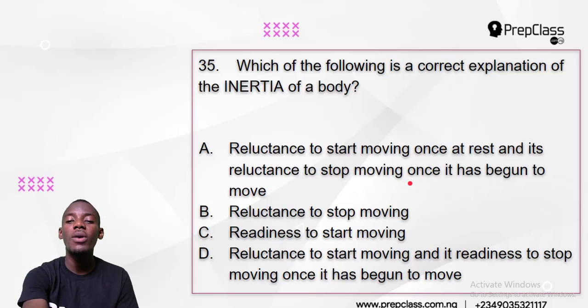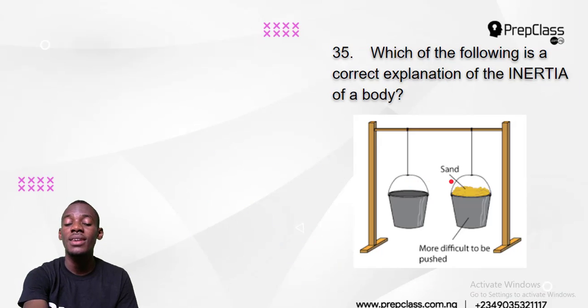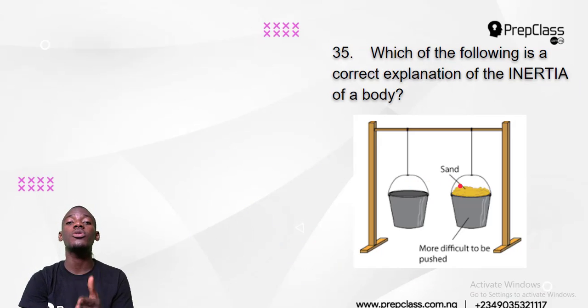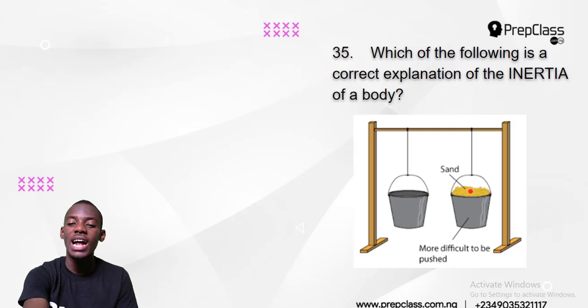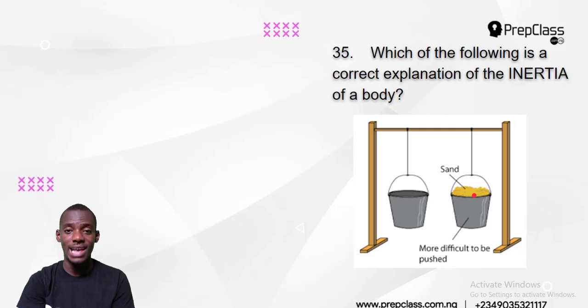Now, the inertia of a body is the amount of stubbornness that the body has, or the amount of resistance to motion that the body has. Now, this bucket with sand is more difficult to push than this one. So that means since this bucket is full of sand and it is difficult to push, it has more inertia. That means it has more stubbornness to motion. It doesn't want to move. But this one is easier. That means it has lower inertia. It is easier to push.